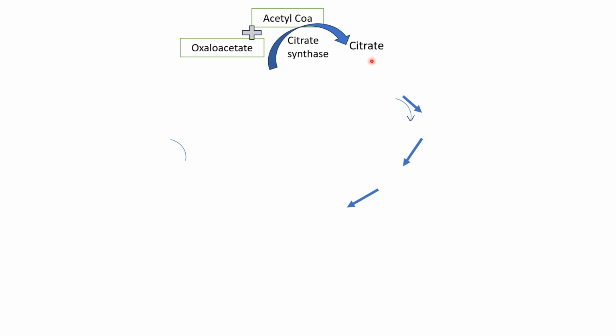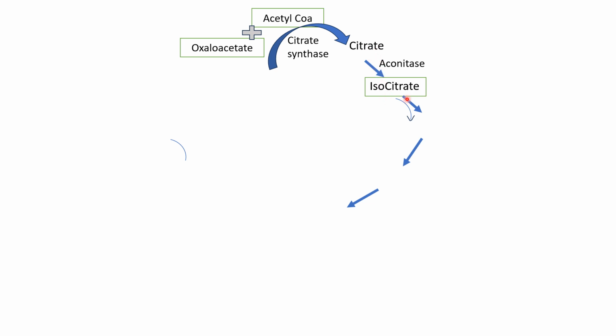The next letter, I, is isocitrate. Isocitrate is formed by aconitase. Maybe you can remember it like this: a cone artist will rearrange the citrate so that it forms isocitrate. That is another clue to remember aconitase. Aconitase is the enzyme which converts citrate to isocitrate.